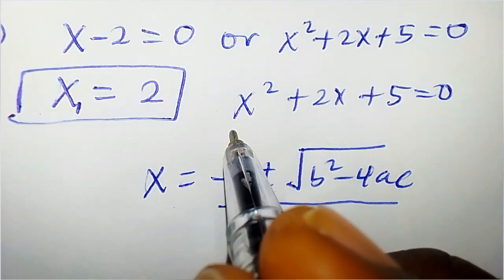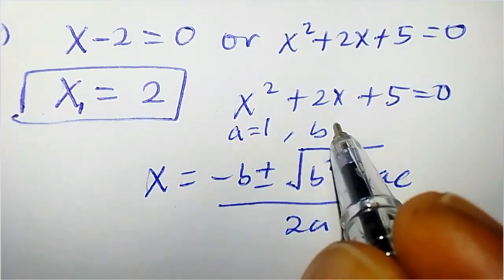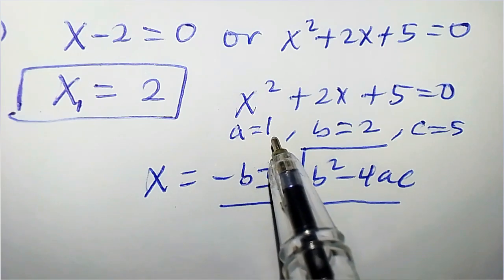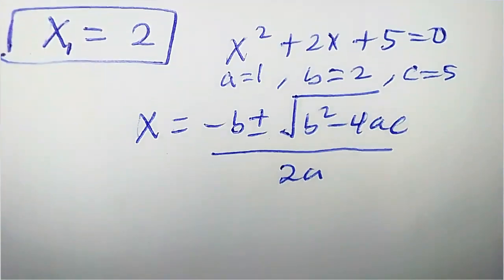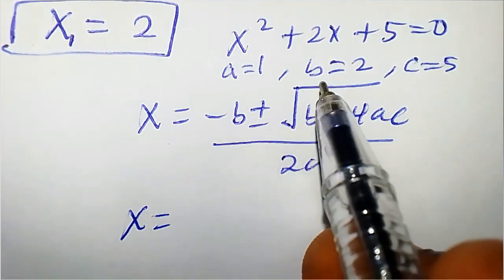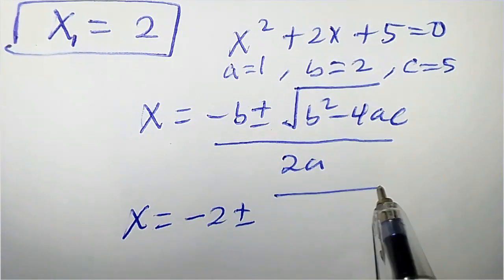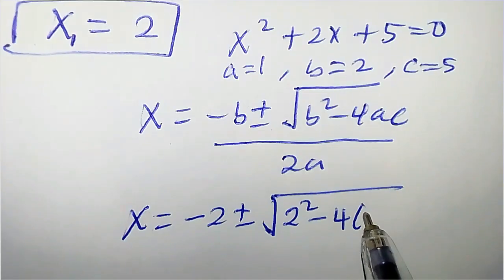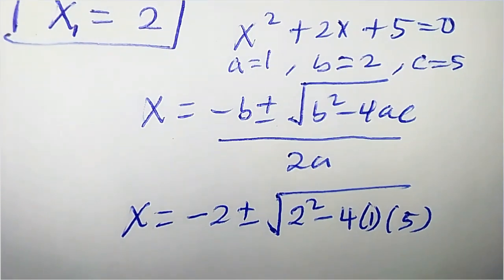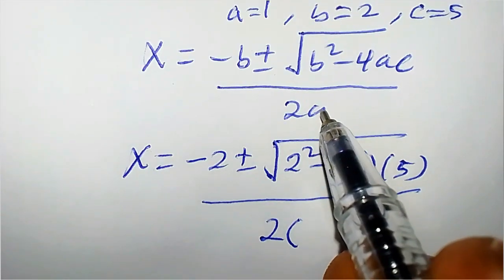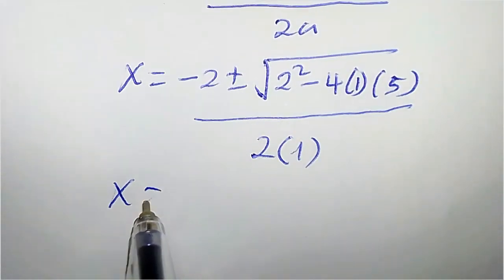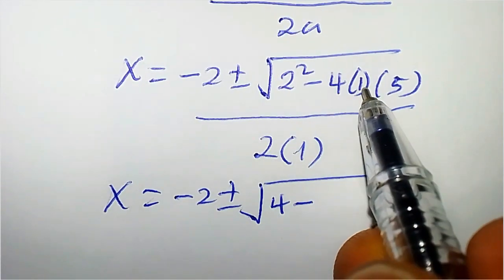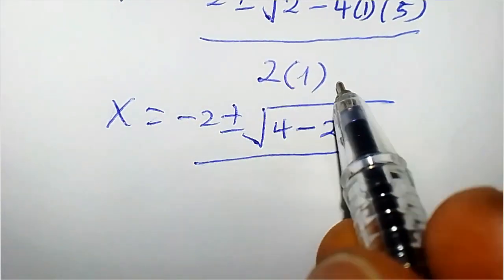The coefficient of x square here is 1. So our a is equal to 1. b is equal to 2, which is the coefficient of x. And c is 5. So let us substitute the values of a, b, and c into this quadratic formula. Doing that, we have x equal to, what is b? b is 2. So we have minus 2 plus or minus square root of 2 square minus 4 times a is 1 times c is 5. Everything over 2 times, what is a? a is 1. So x is equal to minus 2 plus or minus square root of 2 square is simply 4 minus 4 times 1 times 5, that is 20, over 2 times 1 is 2.